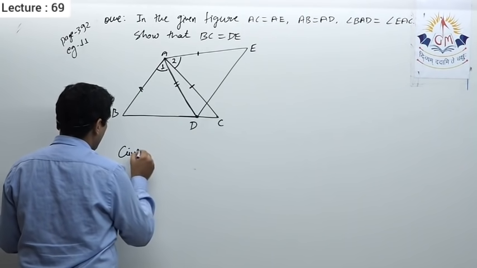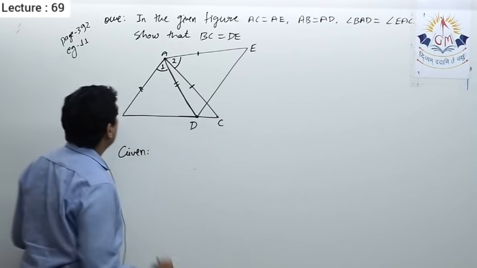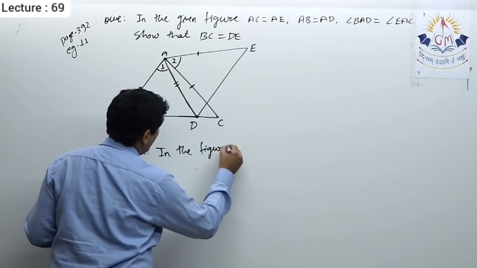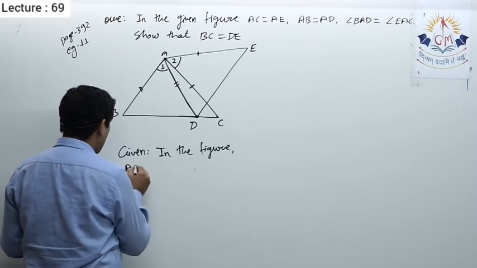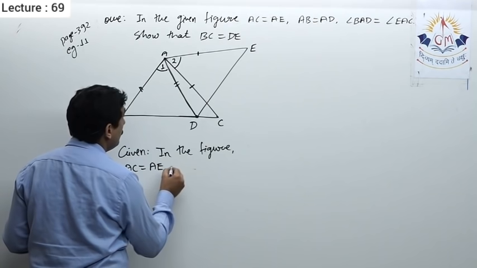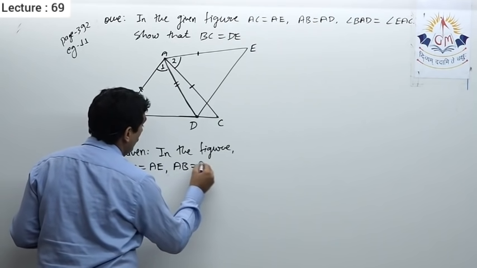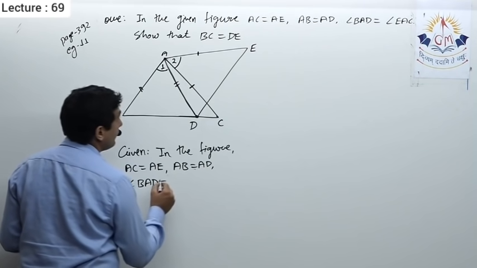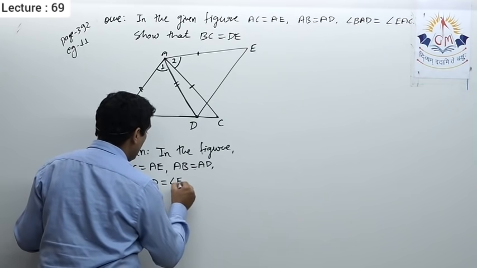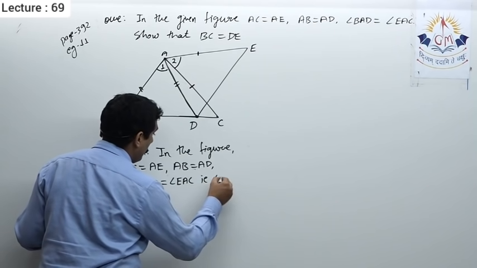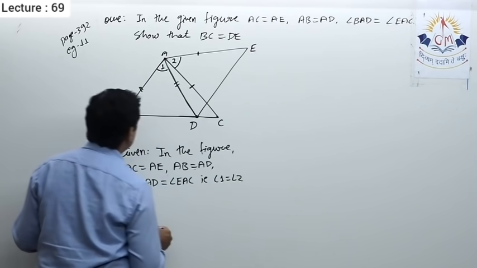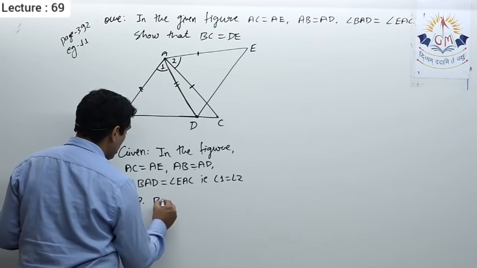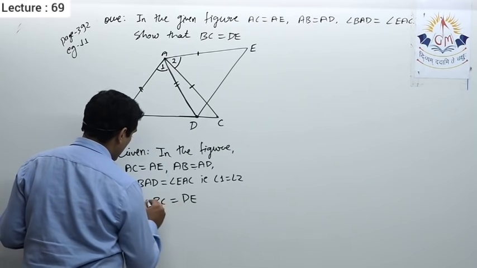Given in the figure, AC is equal to AE, AB is equal to AD, angle BAD is equal to angle EAC, that is angle 1 is equal to angle 2. To prove BC equal to DE.